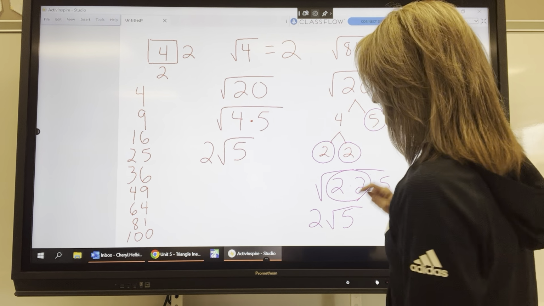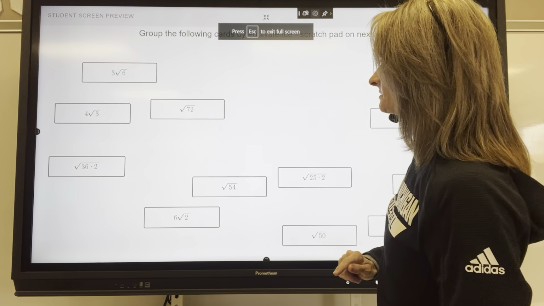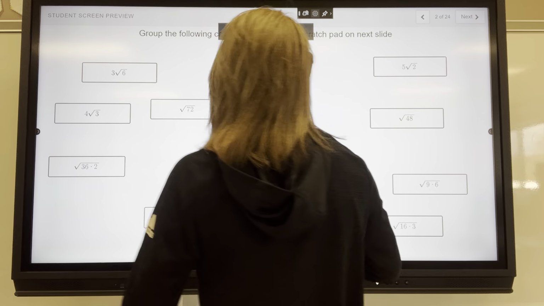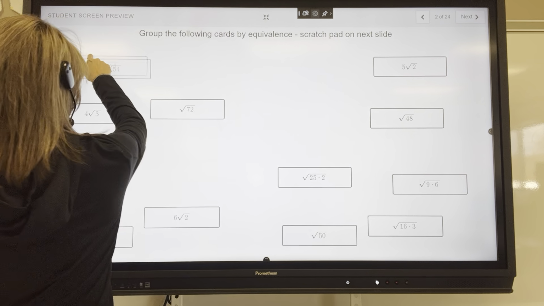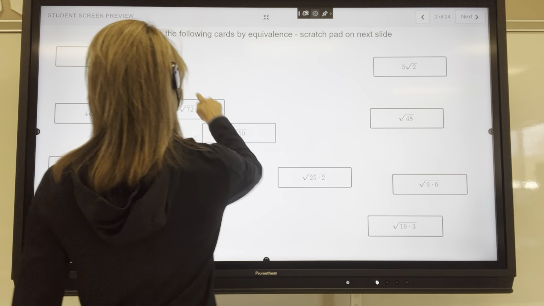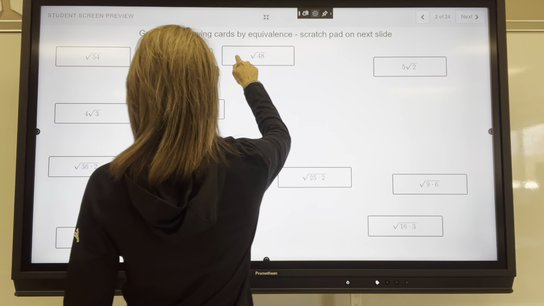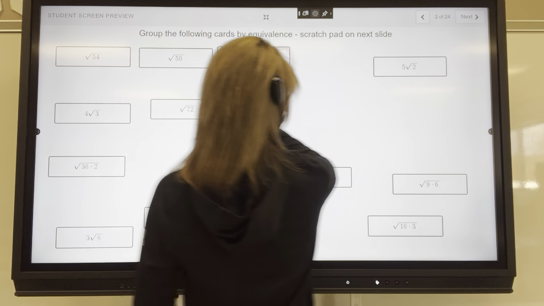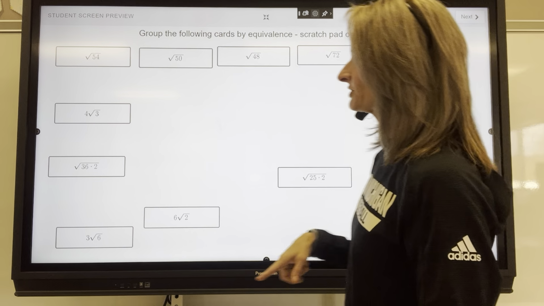So let's go ahead and start on these slides. Let's go ahead and put all the numbers at the top, just the large numbers like square root of 54 and square root of 50 and square root of 48. I think there's one more. Square root of 72. I'm going to put all these other stuff down here. We'll start with the square root of 54.